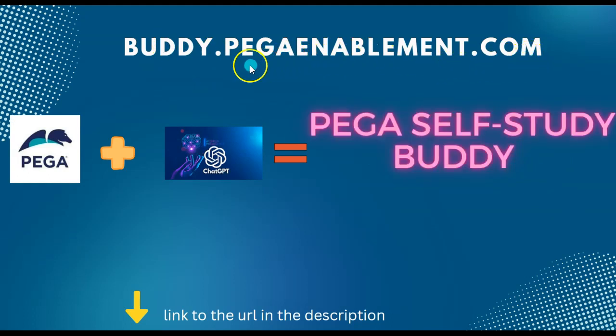buddy.pegaenablement.com. This is the new website which Pega has built, using which you can ask any question. A simple question, for example, what is a data page? Or what is an activity? Not just that, but also complex questions like how exactly would you use a REST data source, Connect REST, in a data page, and how exactly you can fetch the data there, or other configurations. For example, how do you build a two-way SSL sort of a REST service? What steps are needed?